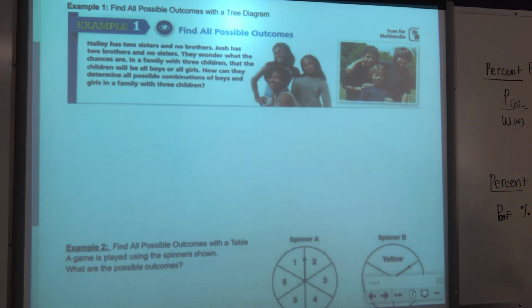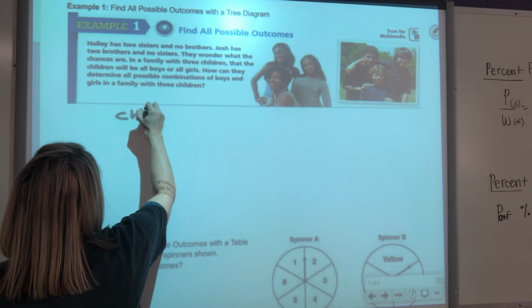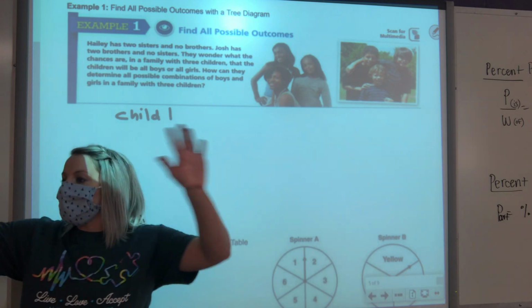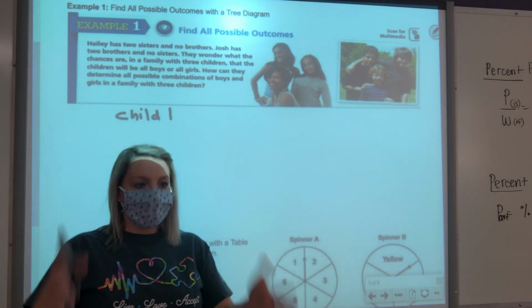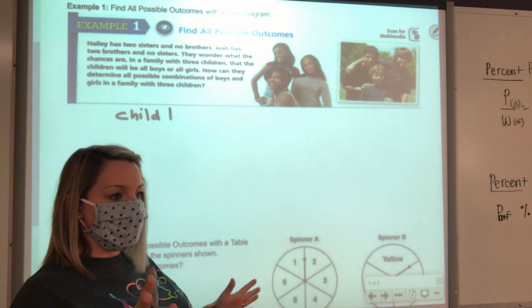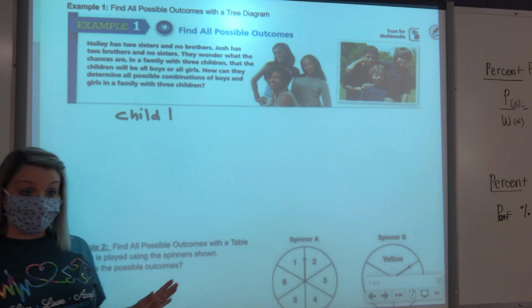So when we look at this, we can actually list this in a tree diagram. Child 1. What are the possibilities of the genders of child 1? Boy and girl. Now I understand there's a lot of things that we can talk about outside of gender. We're just talking about at birth, correct? So this is just assigned at birth. I don't mean to offend anyone. If I do, please let me know.